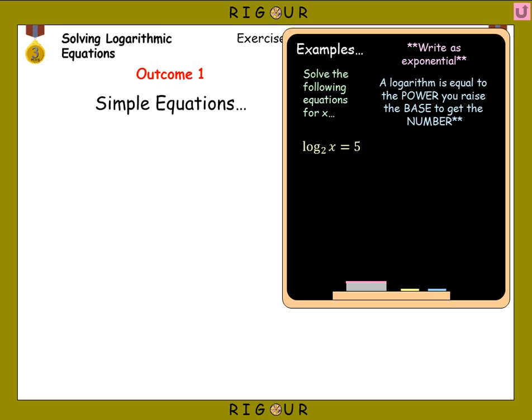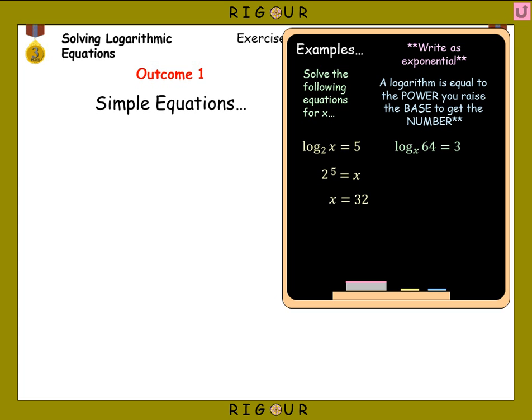So what we do is we bring the base down, we make it 2, we then raise it to the power of 5, and we say that that equals x. So x is basically going to equal 2 to the power of 5, which is 2 times 2 times 2 times 2 times 2, so x is going to equal 32.